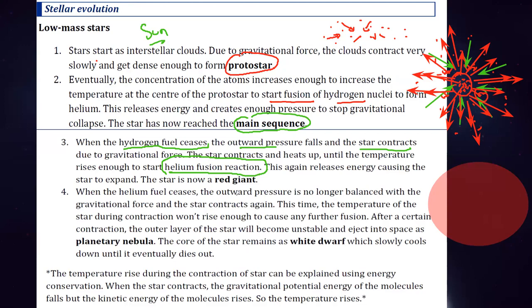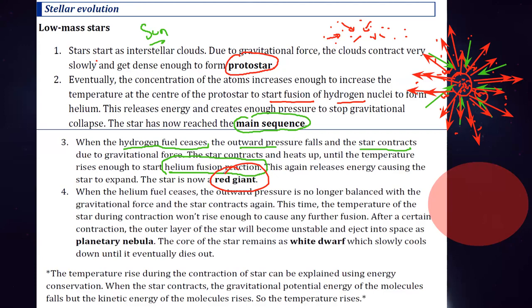So then our sun will become a red giant. When it is a red giant, the size of the sun will be sufficient to cover the orbits of Mercury and Venus. So our sun is a main sequence star right now.